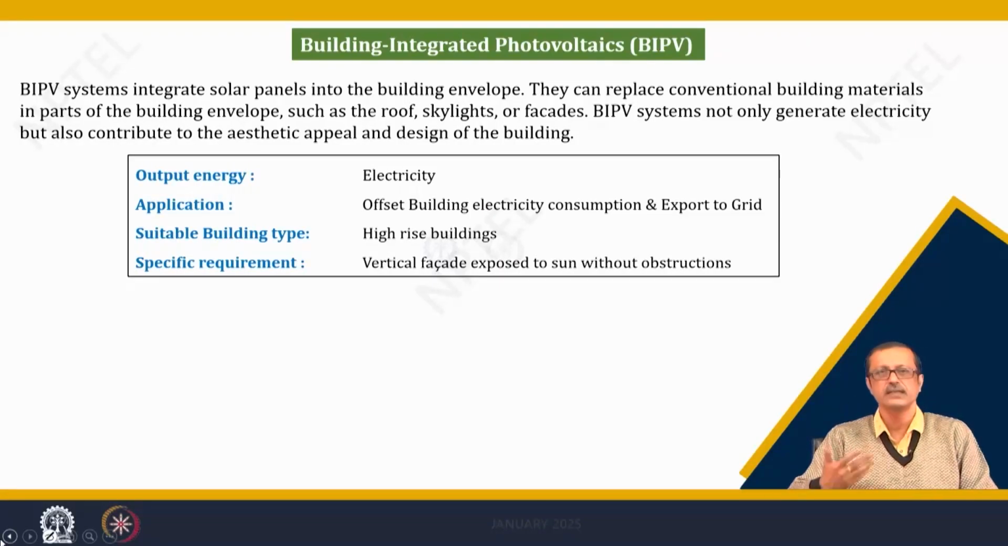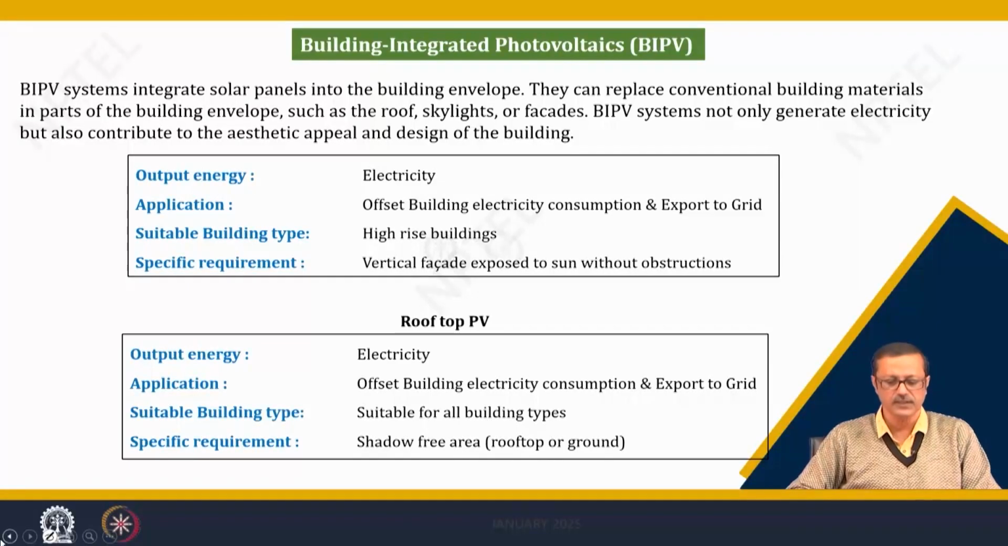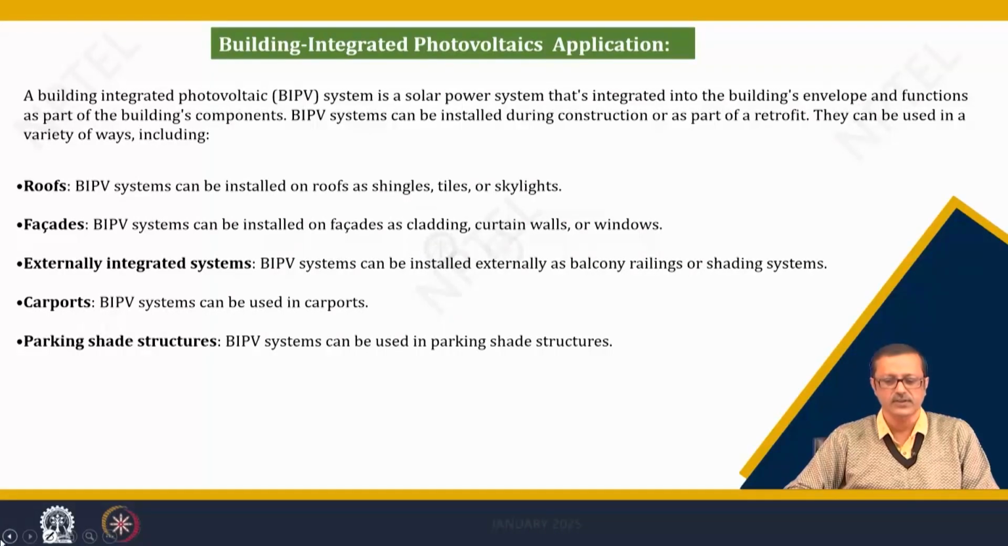So, that is why building integrated photovoltaic is very important to apply in high rise buildings, to generate more and more electricity as it goes higher and higher and increases the surface area. The earlier one, the rooftop, what is there? It is also generating electricity, it offsets building electricity, it is suitable for all types of building applications, and it also requires a shadow free area, right. So, in building integrated photovoltaic application, even the rooftop installation is one of the types of BIPV.